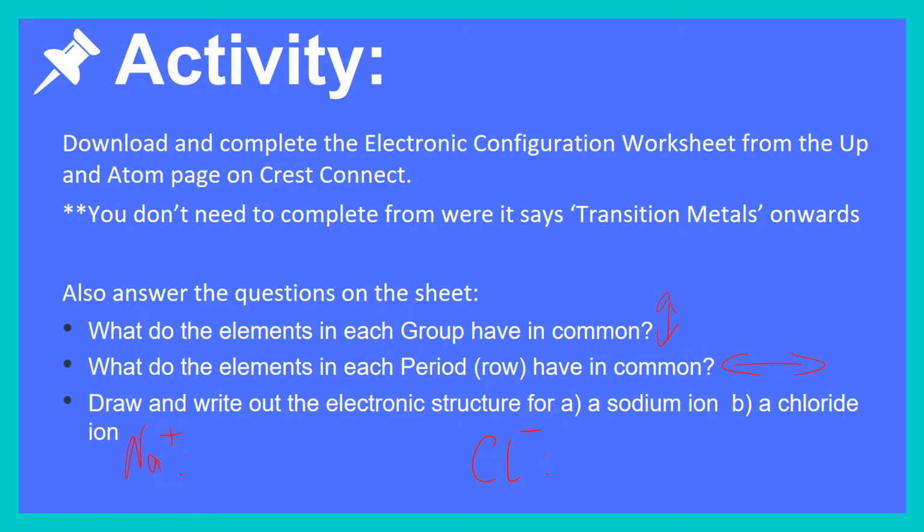Okay, so normally sodium has 11 electrons, but it's a plus, which means it's lost 1. So instead of 11, it's only going to have 10. So it's going to be 2 and then 8. Chlorine, on the other hand, normally has 17, but it's got a minus, which means it's gained 1, so it must have 18. So that would be 2, 8, 8. And that's all you have to do for that.